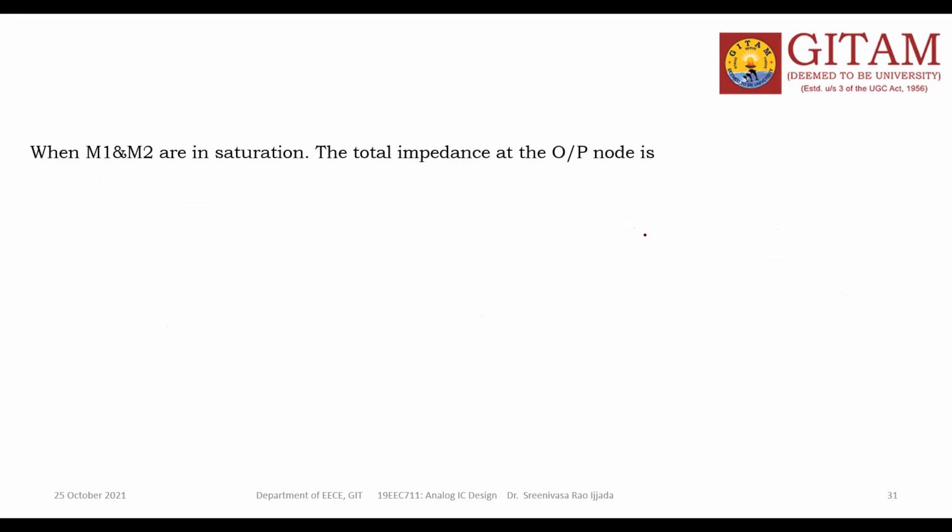Whenever M1 and M2 are both in saturation, the total impedance at the output node is R0. Each device is represented with R01 and R02: R01 for the M1 device, R02 for the PMOS device. Then R0 is the equivalent resistance, the parallel combination of both. In the gain equation, AV is equal to minus GM into RD, and in place of RD you can write R01 parallel with R02.